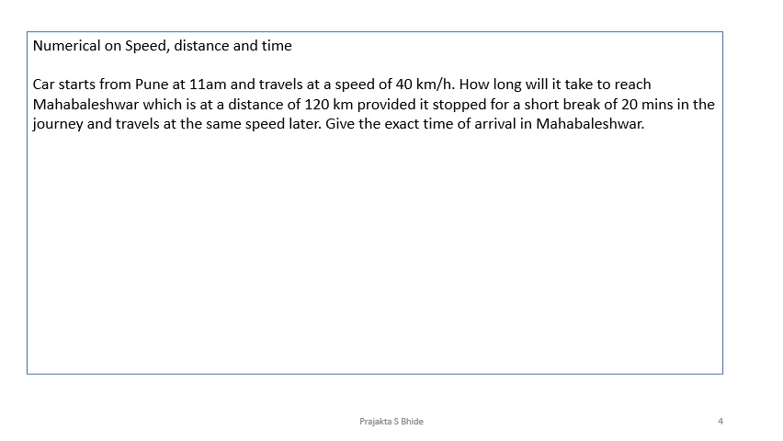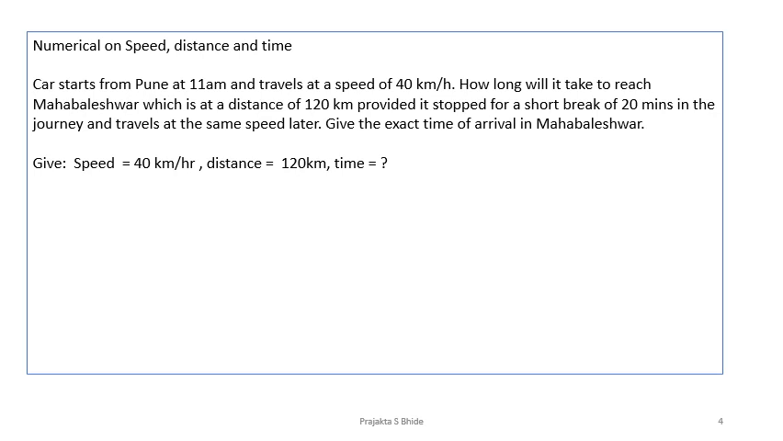So initially it started with 40 kilometers per hour. Somewhere it took a break of 20 minutes and again it went ahead with 40 kilometers per hour. Give me the exact time when it would arrive at Mahabaleshwar. Whenever you have such a numerical, first thing you should do is extract data, in terms of what is given. I know speed is given. How much? 40 kilometers per hour. Is the speed same throughout the journey? Yes. So before the stop and after the stop, same speed.